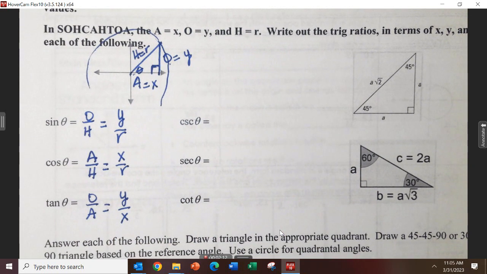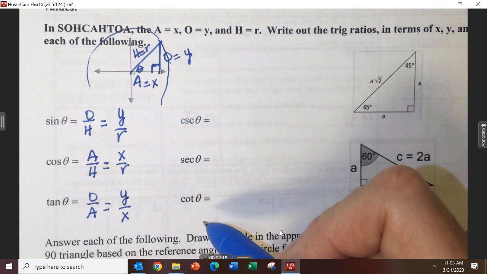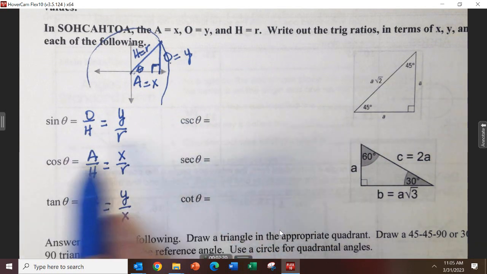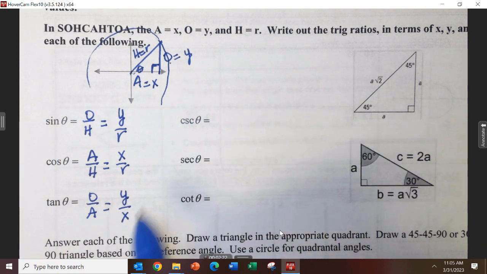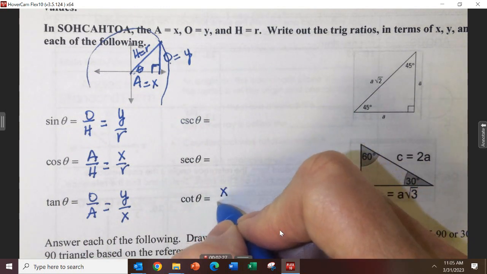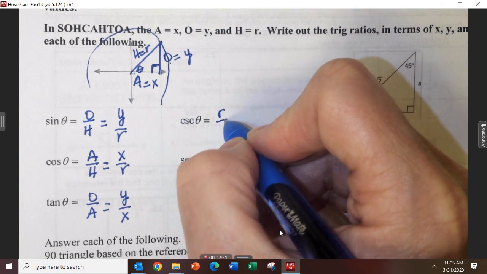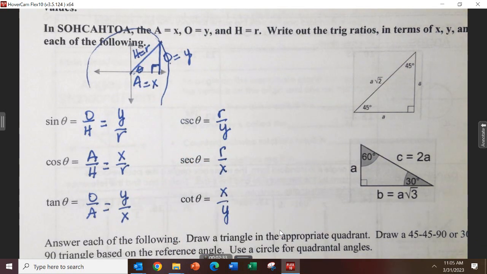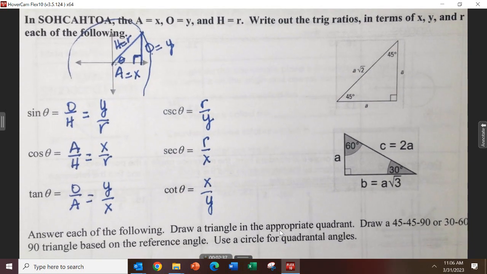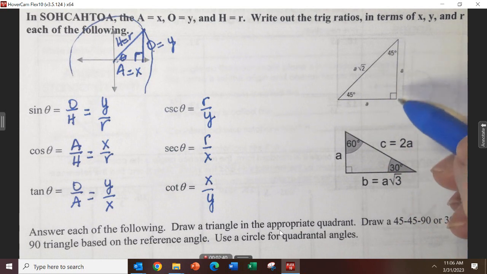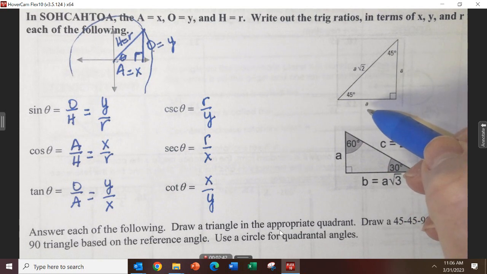If you did it on your own, double check to make sure you have them right. These are all the reciprocal functions, and they're lined up with their reciprocal value. So to do cotangent, I just flip that over. Everybody okay with that?